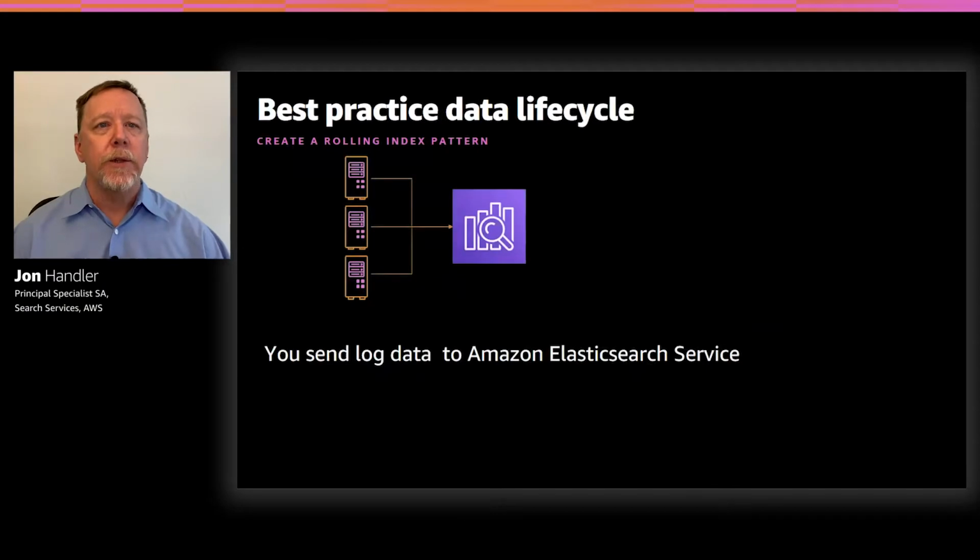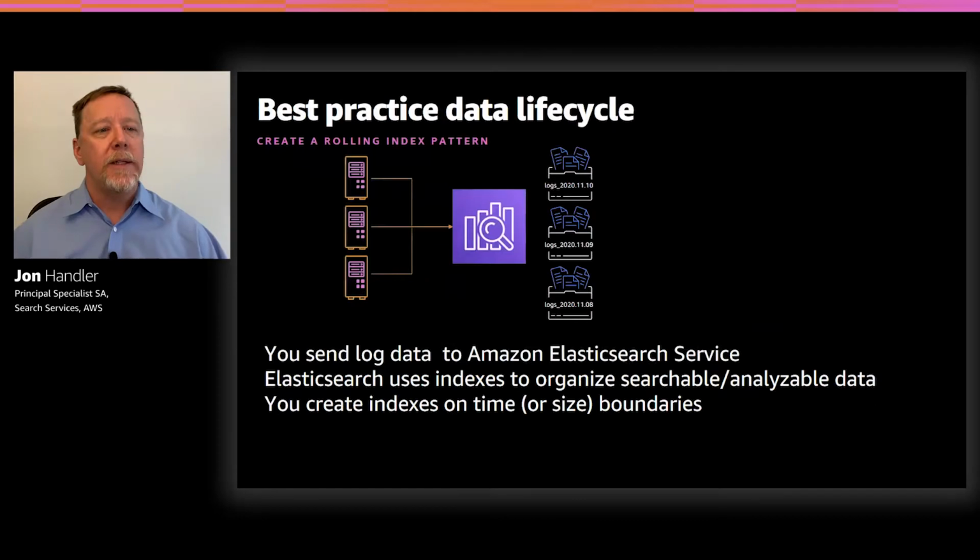When you work with Elasticsearch, you send your data in, and then Elasticsearch is going to create an index for that data. An index is a little bit like a database table. Your index is going to organize all of the information that enables searching against it, much like, again, a table in a database. The best practice in terms of lifecycle is to use a rolling index pattern that is bounded either by time or size. Time is our most particular bound, so usually you'll see an index per day is a very common strategy.